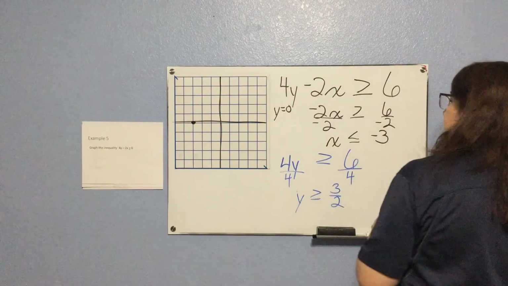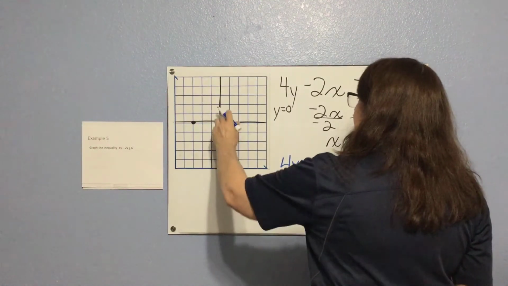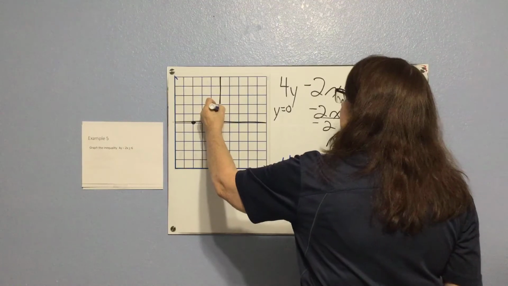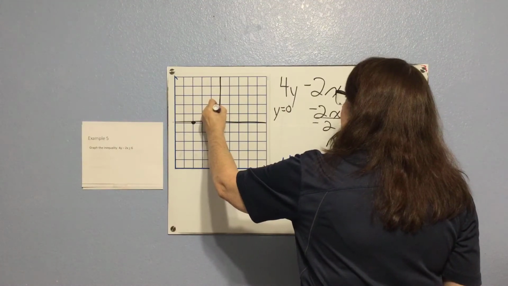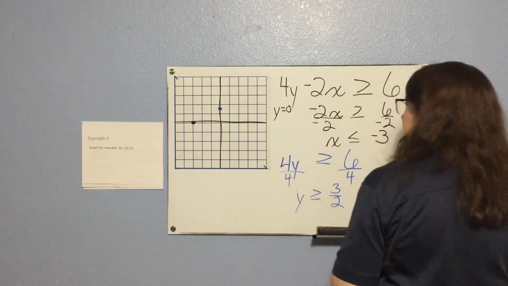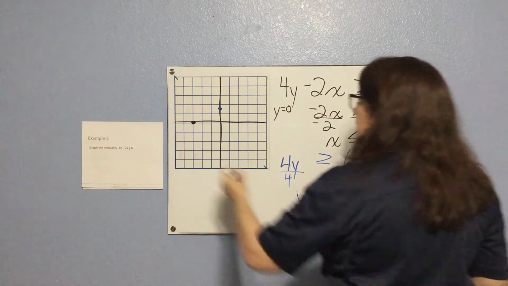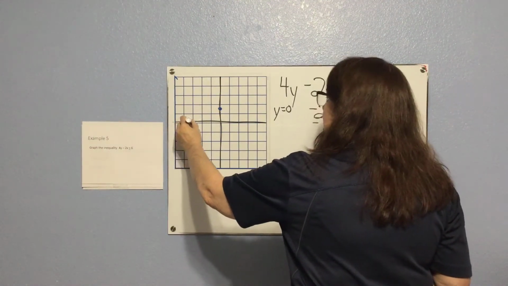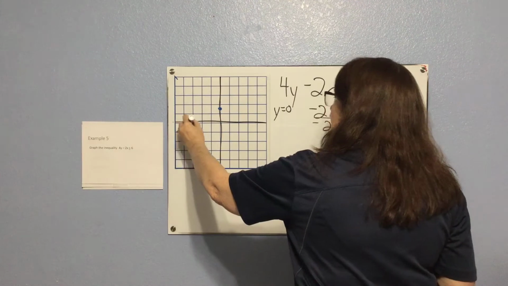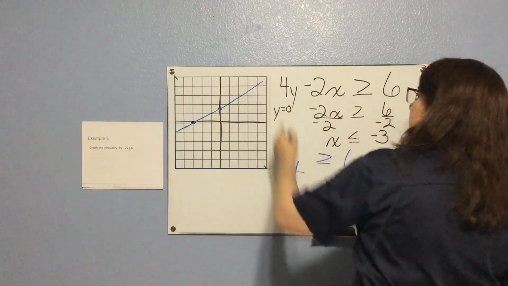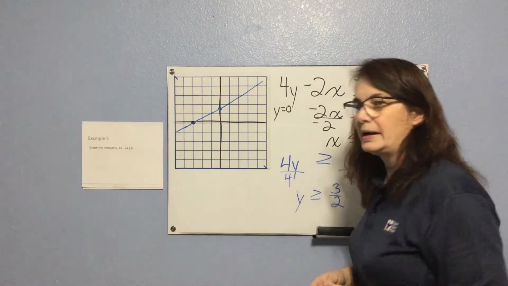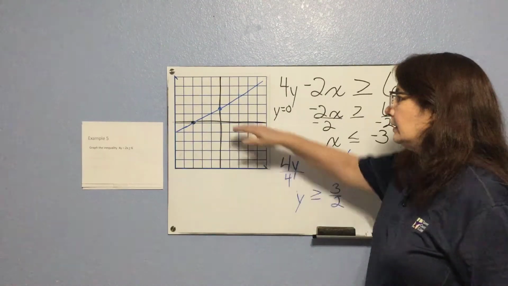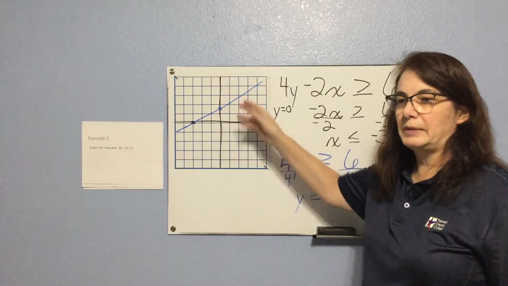So when x is 0, I know I'm on the y-axis, so I come up here to 3 over 2. That's my other point. And I'm going to draw a line connecting those 2 points. This is called graphing by intercepts. You find the x-intercept and the y-intercept and connect the dots.